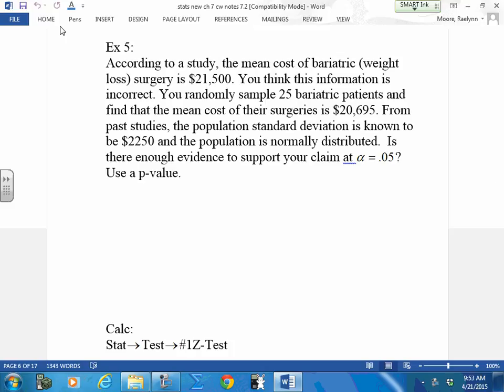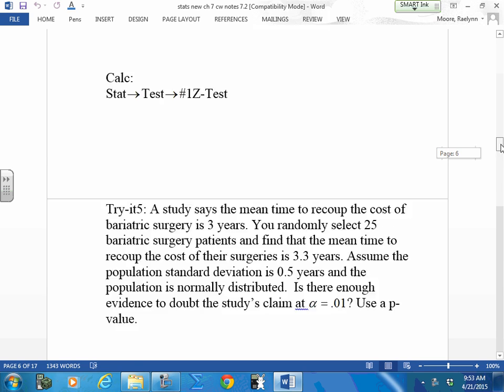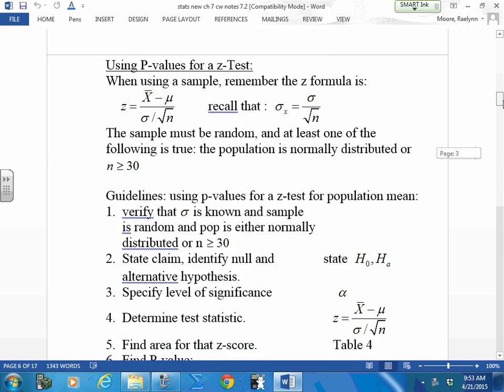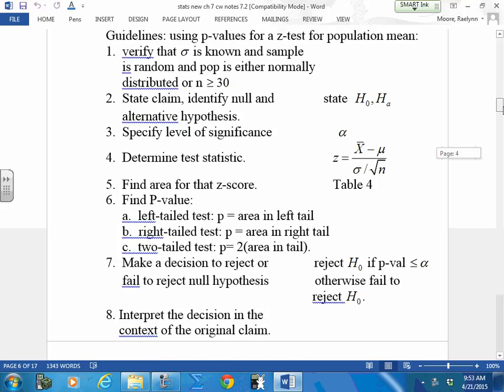Same thing we did yesterday. We're going to follow that list. We had a list of things we had to follow. Here's your list. Here's your guidelines. We're going to verify if it's normally distributed or if n is greater than or equal to 30.